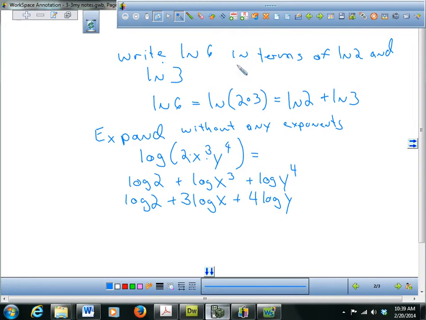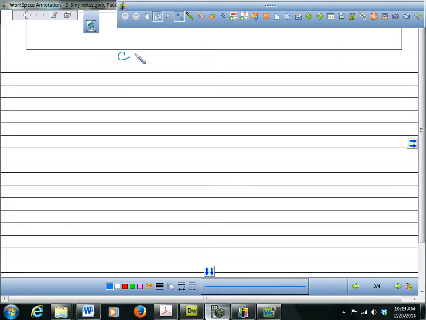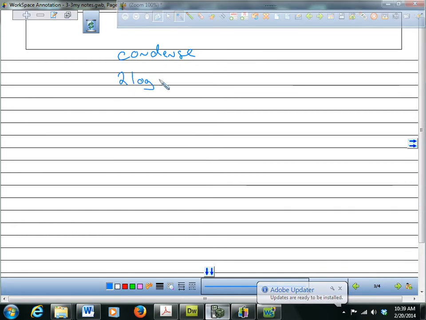Okay? So let's do this. So condense. So now this is going in the opposite direction. Condense. 2 log x minus 3 log y plus 1/2 log z. Could you do that?